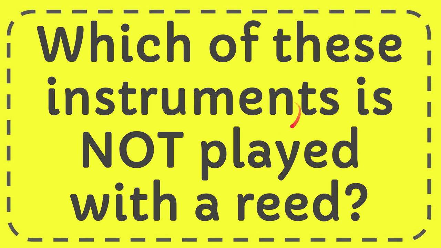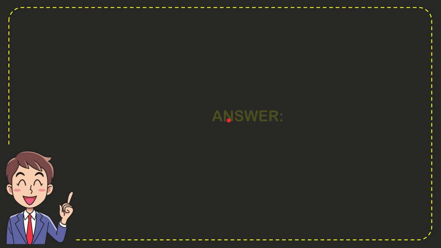In this video I'm going to give you the answer for this question. The question is, which of these instruments is not played with a reed? Well, I'll give you the answer for this question, and the correct answer is cornet. That's the answer for the question.